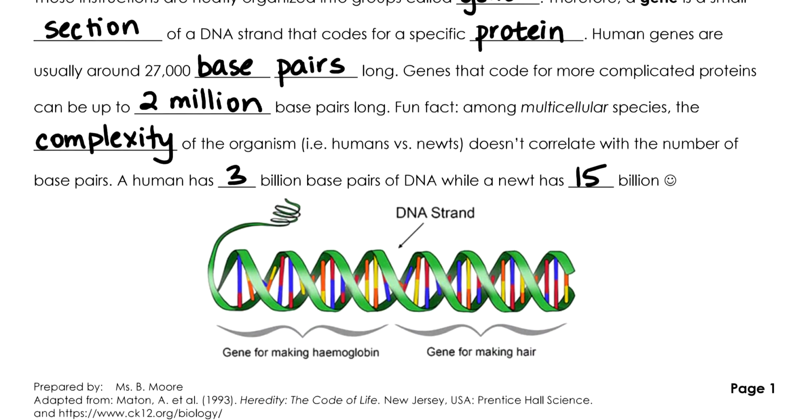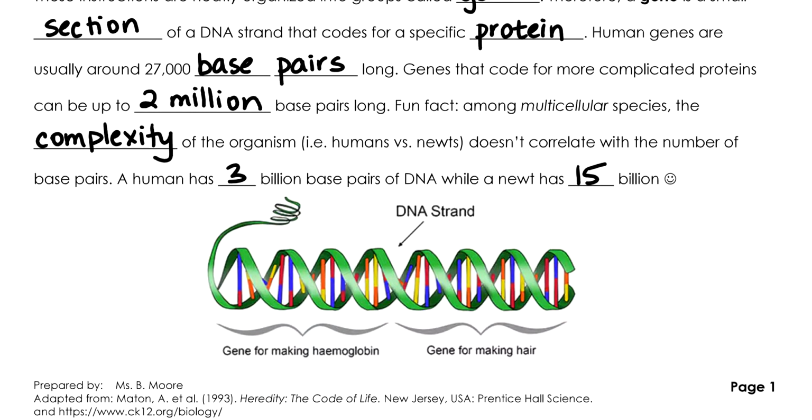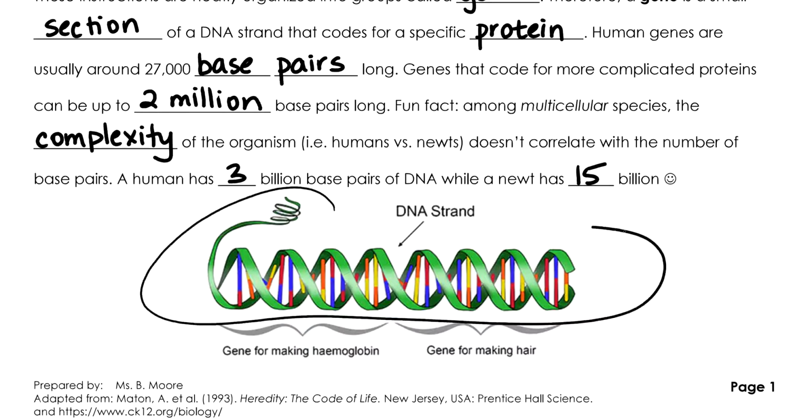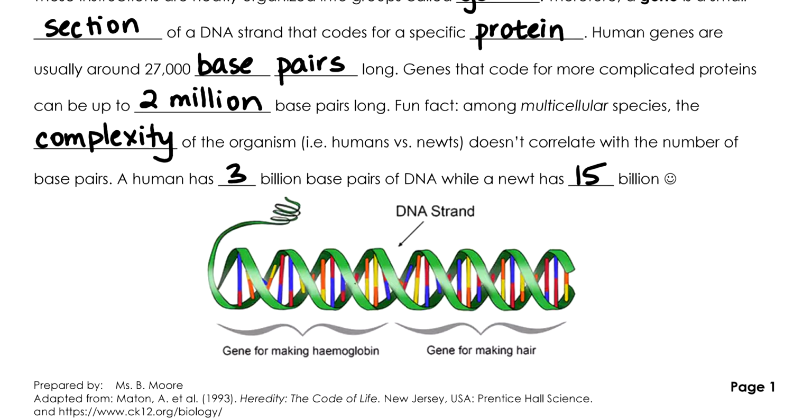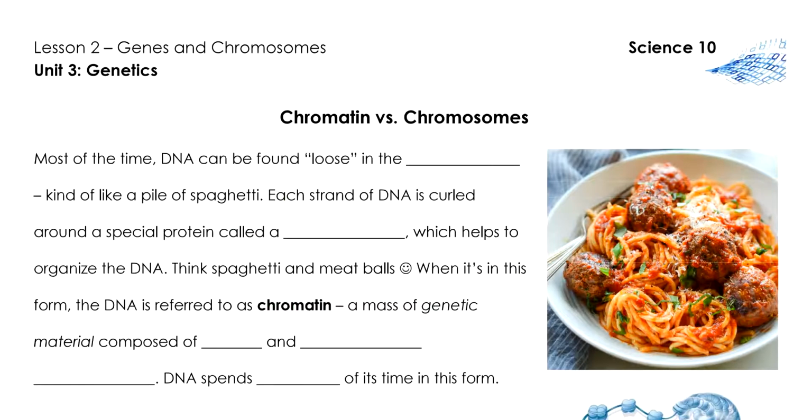This diagram shows the difference clearly between a DNA strand, which is the whole long genetic sequence, and a section of it, which codes for a specific protein, like in this example, the section for making hemoglobin, or this section for making hair.